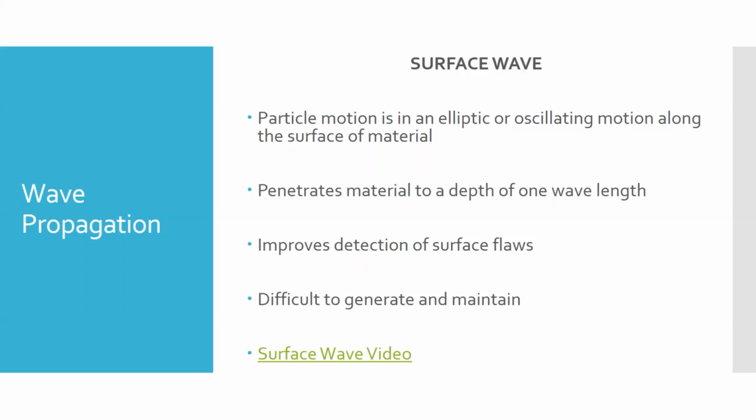So what we can do with a surface wave is we can send it along the surface of the part in order to check for surface cracks. And that's what they do on things like those buried pipelines. So it looks something like this.